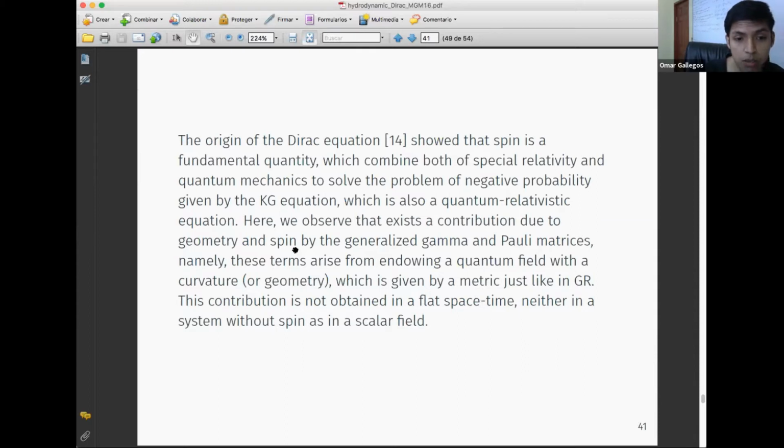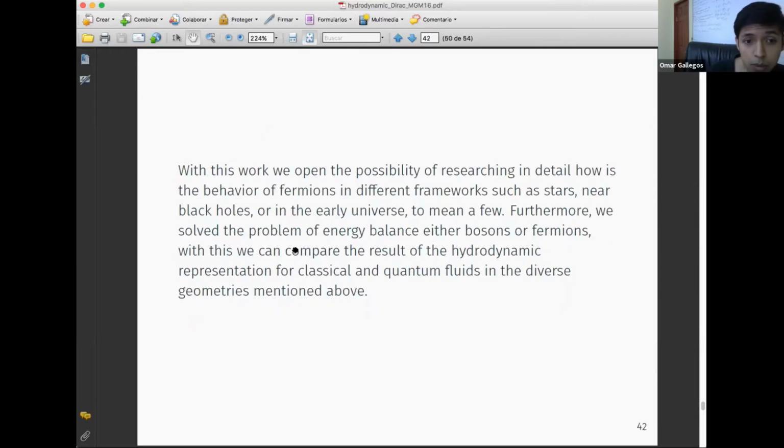This is because we consider a curved space-time. And with this work, we can compare the hydrodynamic description for boson and classical particles and fermion particles in the different regions of the universe, and we can study the hydrodynamics of these fermions in the different geometries.